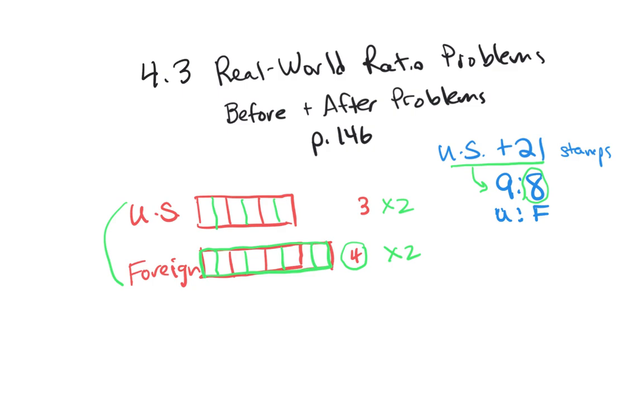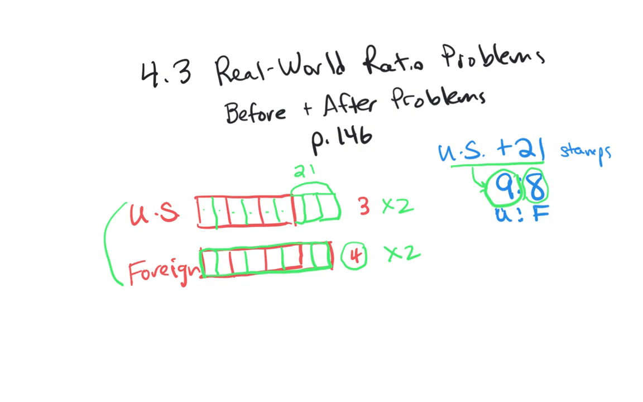But after buying these U.S. stamps, the ratio is now 9. Well, before it was actually 6. So I need to add on 3 more, like that. Okay, now we have 9 to 8. So what just happened was, in adding on these 3 chunks to make 9, I added 21 stamps.